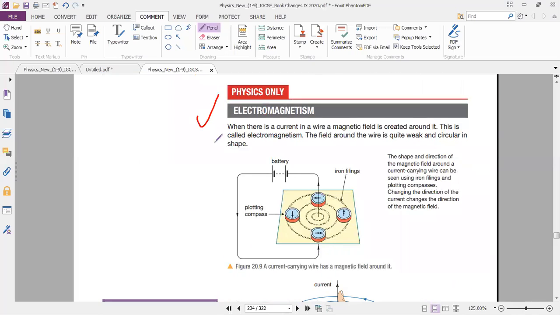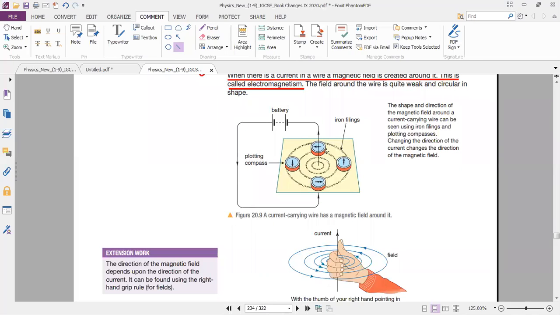Now we'll read electromagnetism. When there is a current in a wire, a magnetic field is created around it. This is called electromagnetism. Please underline: when there is a current in a wire, current flows through a wire, a magnetic field is created around the wire. This is called electromagnetism. You can look at the diagram.